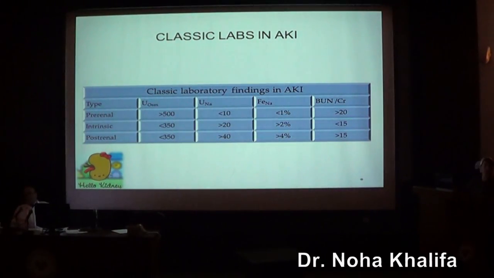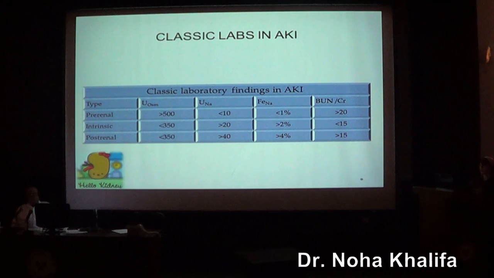The classic labs of AKI again respect whether the cause is pre-renal, intrinsic, or post-renal. So the criteria are the first three. I don't think that most of us measure the urinary osmolality, the urinary sodium, and the fractional excretion of sodium.